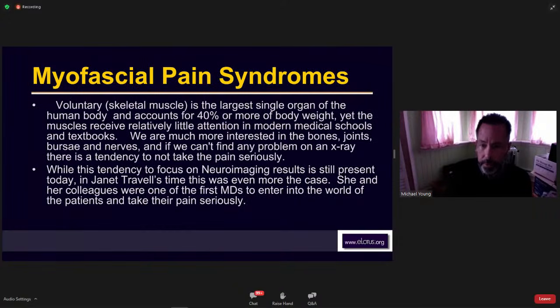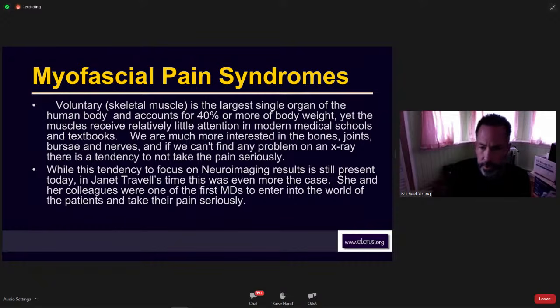So skeletal muscle is the largest single organ of the human body, accounting for 40% or more of body weight, yet the muscles receive little attention in medical schools and textbooks. We're much more interested in the bones, the joints, the bursa, the nerves. And if we can't find any problem on x-ray, there's a tendency not to take the pain seriously, although that's a little better than it used to be.